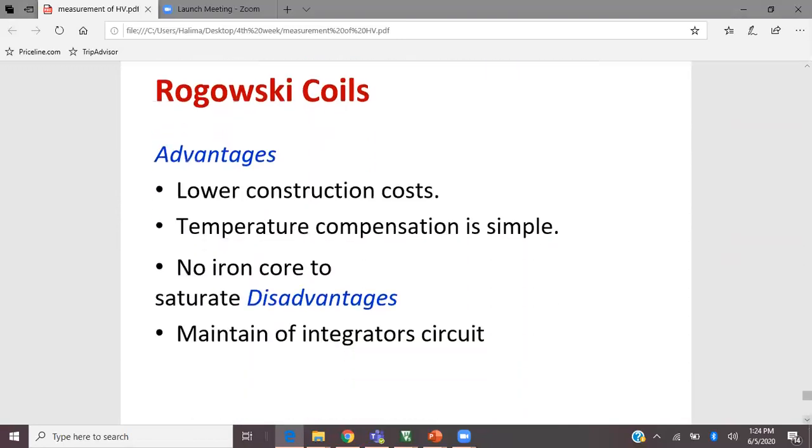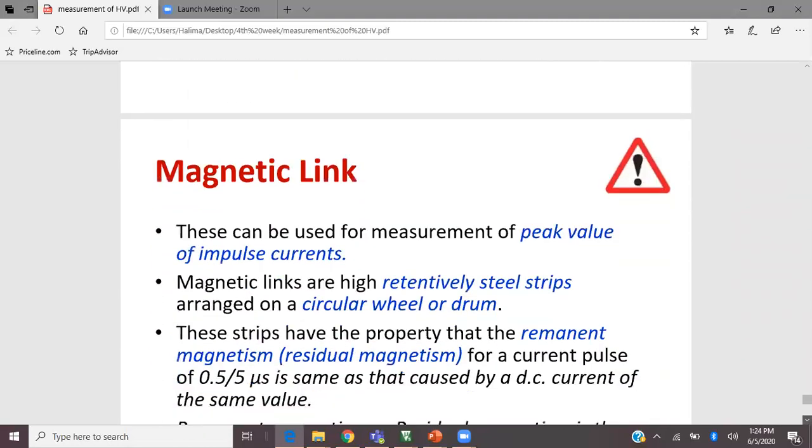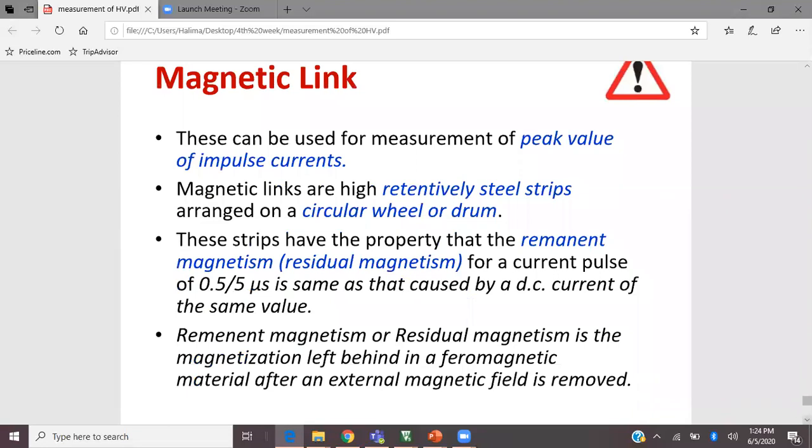There are some advantages as well as disadvantages of the Rogowski coil. For example, lower construction costs, temperature compensation is simple, have no iron core to saturate. So disadvantages, you have to maintain the number of integrator circuits here. Magnetic link can be used for the measurement of the peak value of the impulse currents as well.